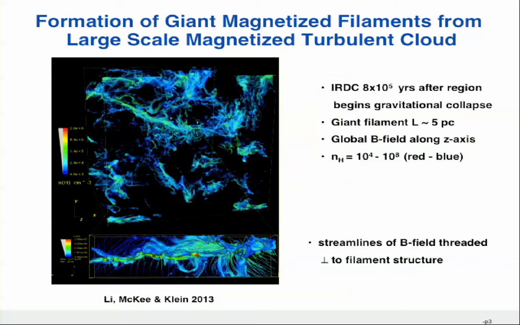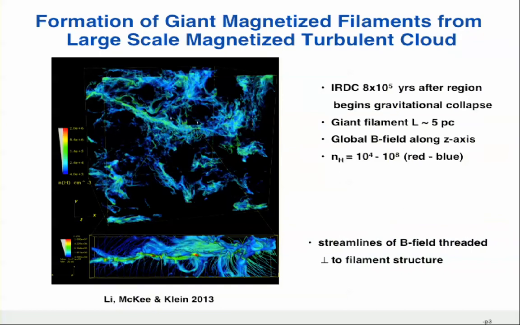It's in fact an infrared dark cloud, which is a birthplace for high-mass star formation, and it produces giant filaments on the order of several parsecs in length. The global magnetic field is along the z-axis here, and this structure ranges over 4 to 5 or so orders of magnitude in density. If we blow up a small region here, the streamlines of the magnetic field thread the filament and are perpendicular to its filamentary structure.